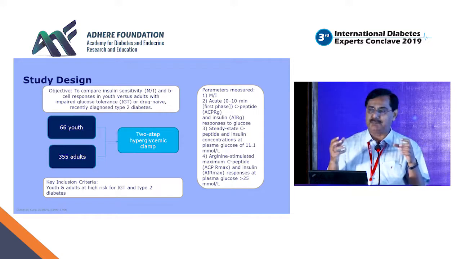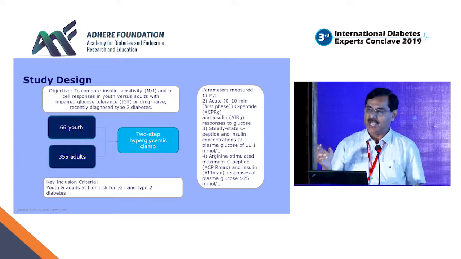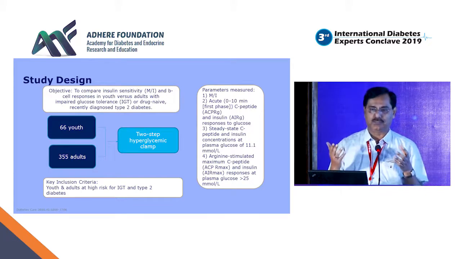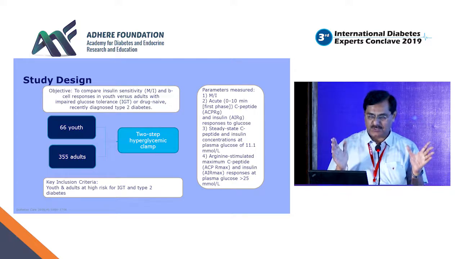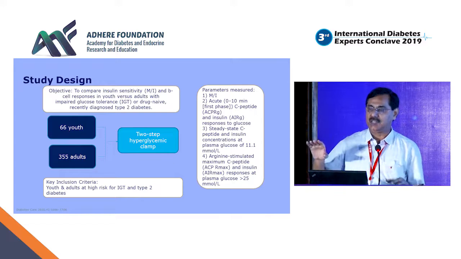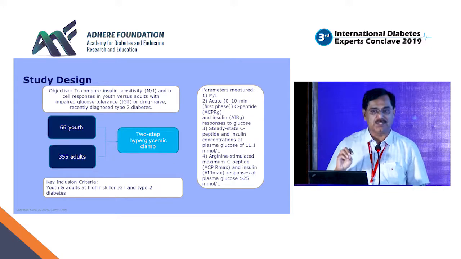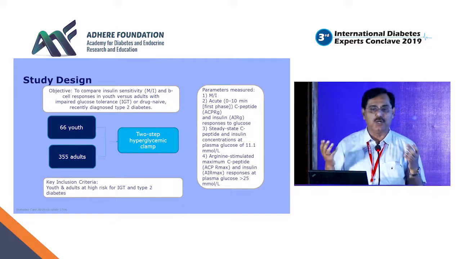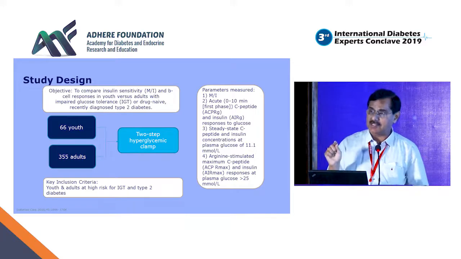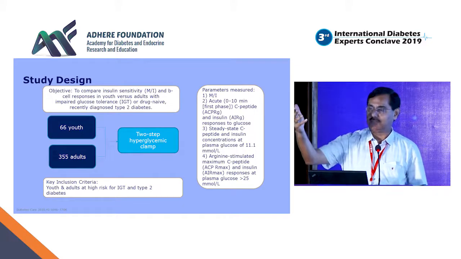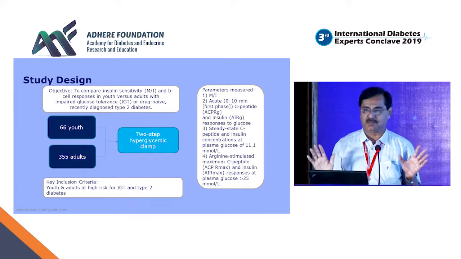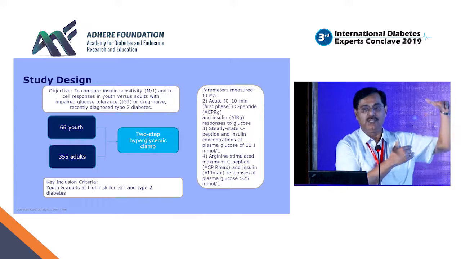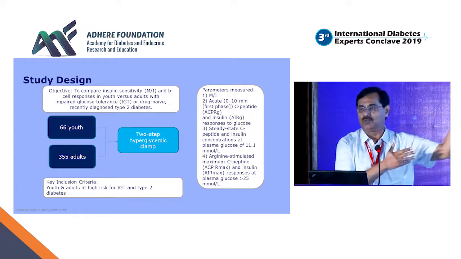You go through 2-step hyperglycemic clamp studies, and you look at the insulin sensitivity, number 1. Number 2, you look at the acute response of C-peptide and insulin within the first 0 to 10 minutes. And then you look at the steady state C-peptide and insulin response at a glucose level of 200 milligrams per deciliter. And then finally, arginine-stimulated response of C-peptide and insulin at a blood sugar level of 450 milligrams per deciliter. So that pattern will be reflected in all the results I am going to show to you.